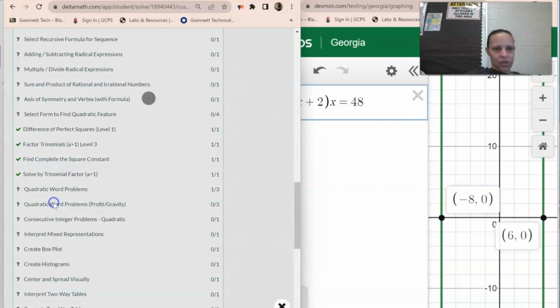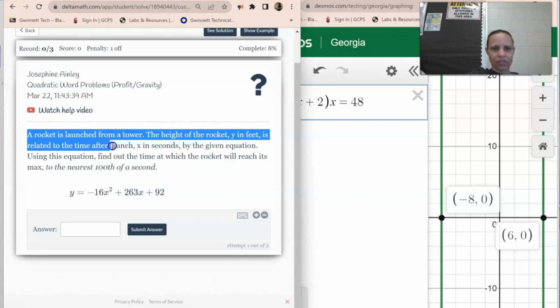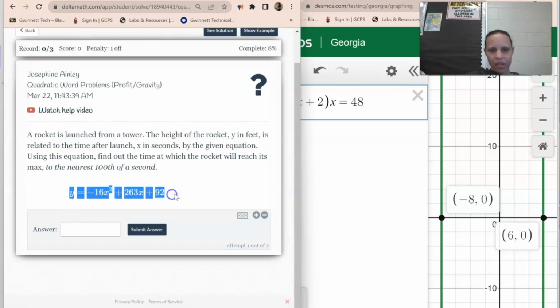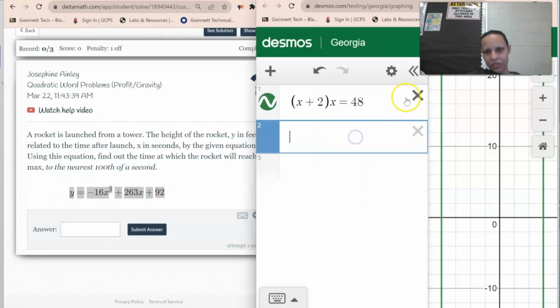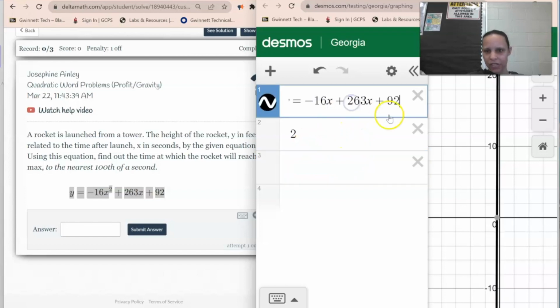So please make sure with these word prompts that you're reading what the question actually is. So this answer would be 8. All right, so we're going to look at quadratic word problems. Gravity. So a rocket is launched over a tower. The height of the rocket in feet is related to time after launch in x seconds, given by this equation. Using this equation, find the time at which the rocket will reach its max. Okay, so you just need to read the question. Copy and paste the equation into the calculator so you can see what the rocket is doing. And if it looks weird, that's okay. Just kind of fix it.